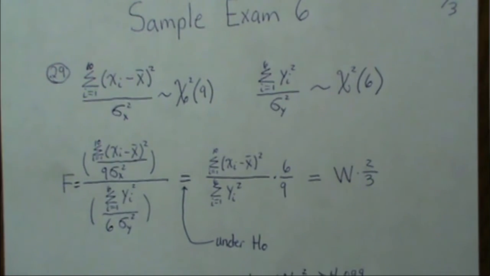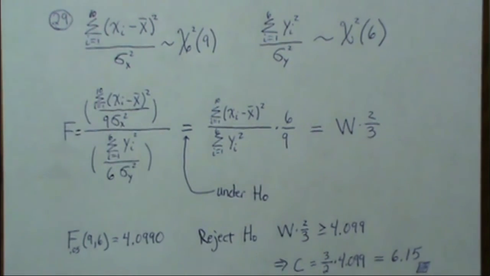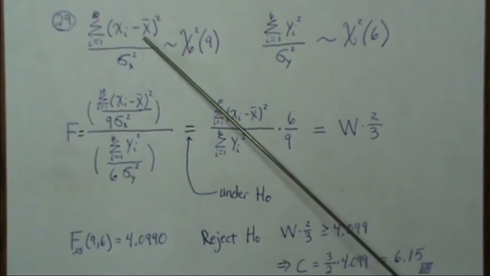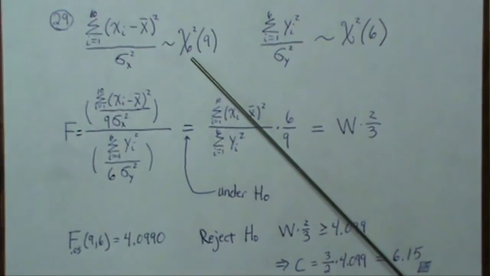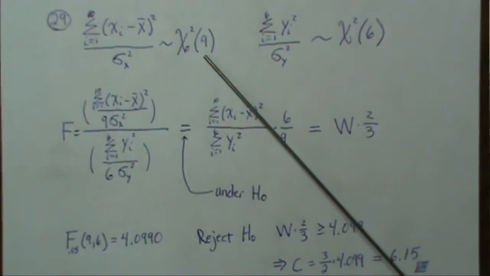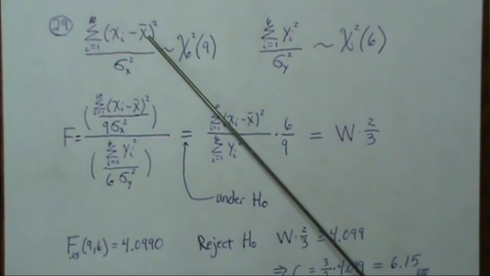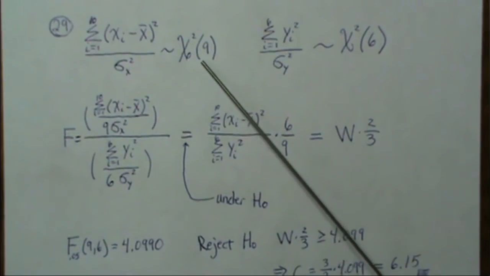Number 29, we have, they're given a W that is greater than c, and the alpha level is 0.05, we want to find out what c is. But before we start, let's do some background here. This sum here over the variance of x is actually chi-squared with n minus 1, which is 9, degrees of freedom. And notice that we don't know the true mean here. So some people say that we lose a degree of freedom because of that, and it's kind of a good way to think about it. So it's 9.